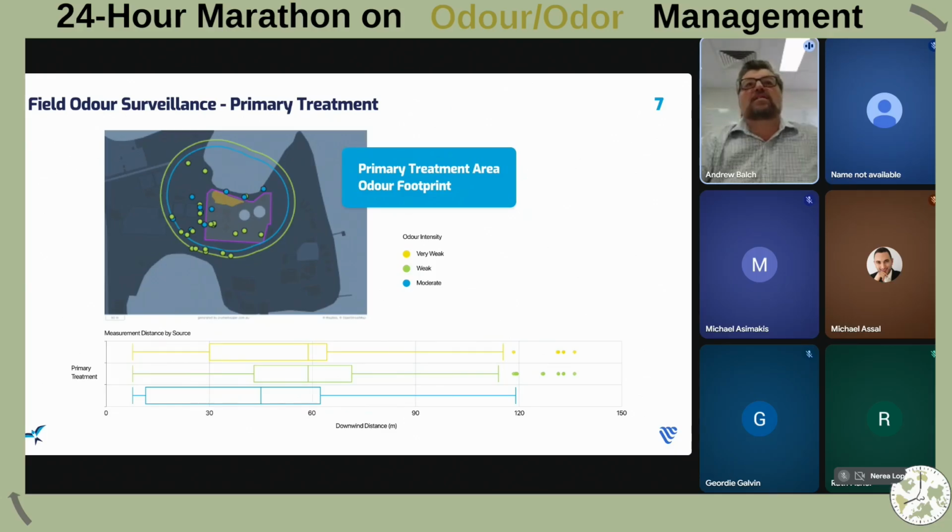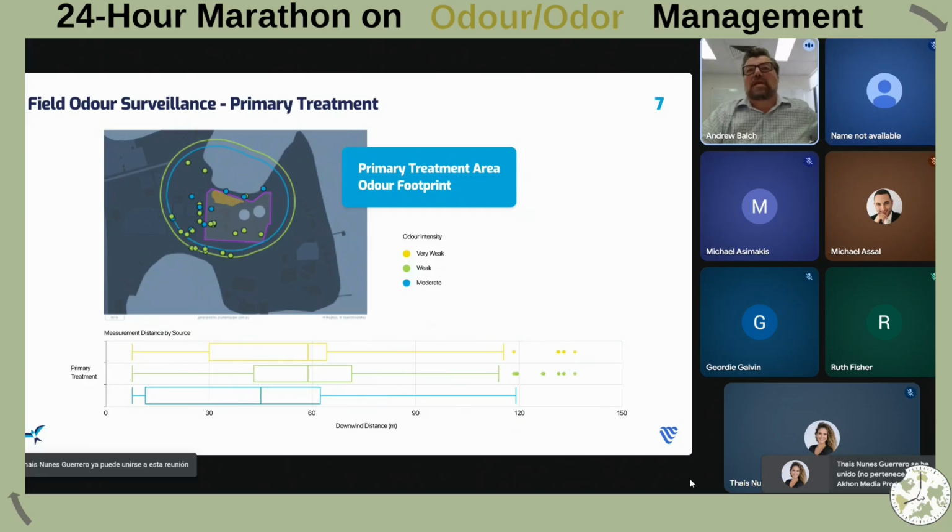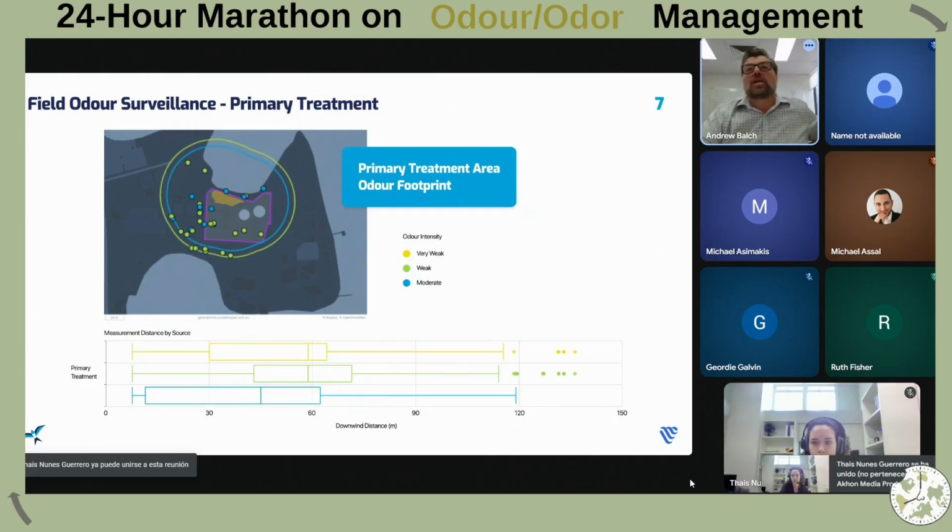Using Plume Mapper, we can easily filter the observed odour data by source or any other combination of measured parameters and calculate the maximum odour footprint. Plume Mapper also presents data graphics like this box and whisker plot, which shows the distribution of downwind distances in which odours were observed at different intensities. The slide shows the spread of odour observations and the odour footprint, that's the contours, of the primary treatment area odour sources.